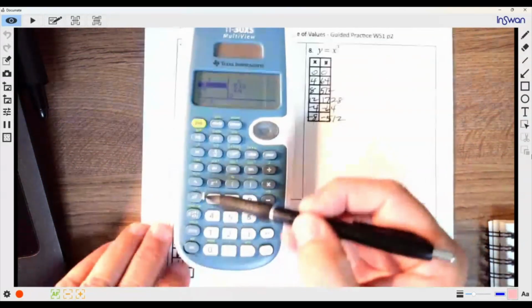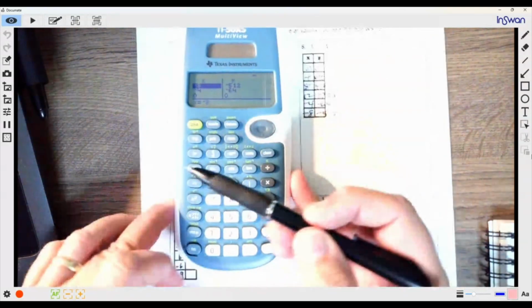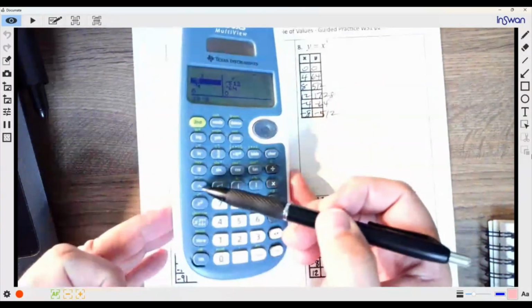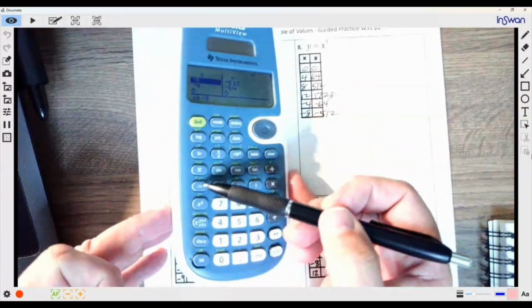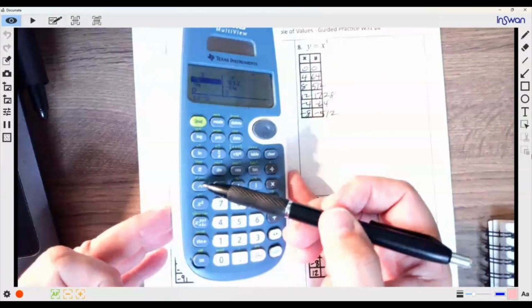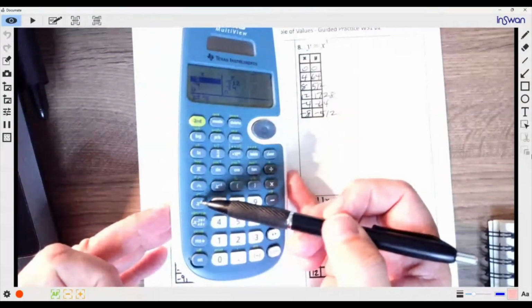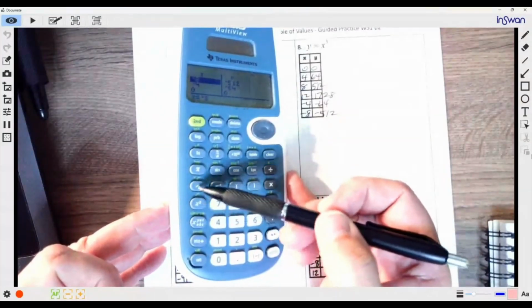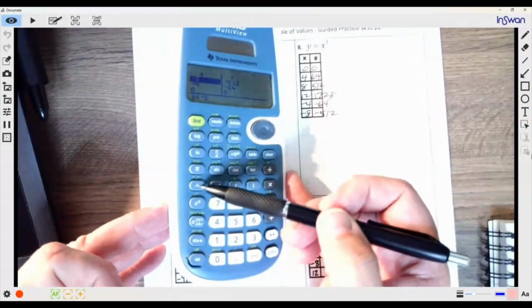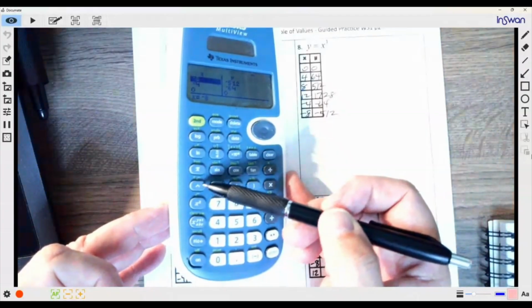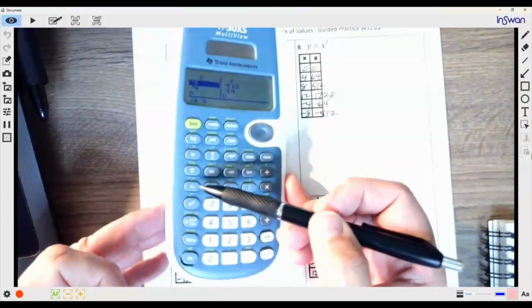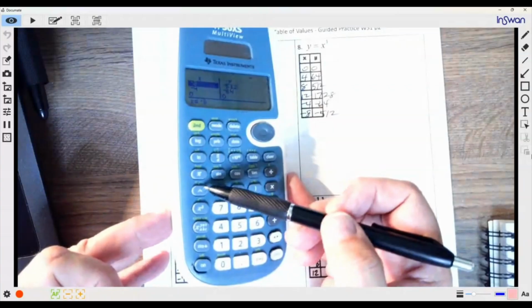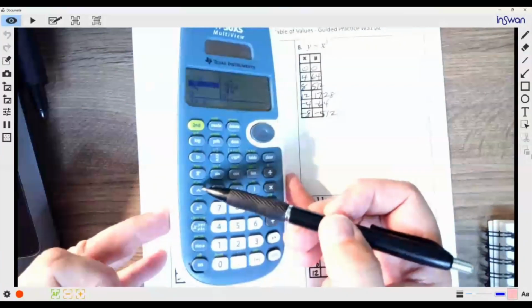The caret key is the up arrow. So that is your exponent key when it's something other than squared. So you have a key for stuff being squared, but the up arrow allows you to raise stuff to other powers. And we call it the caret. Okay.